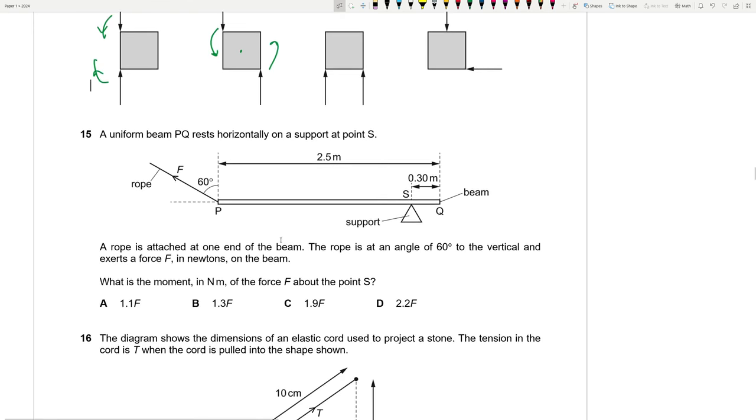15. A uniform beam PQ rests horizontally on a support at point S. A rope is attached to one end. It's at an angle of 60 degrees to the vertical and exerts a force F. What is the moment in Newton meter of the force F about the point S? Okay, you cannot take this component. You have to take this component. Okay, and it clearly has a weight.